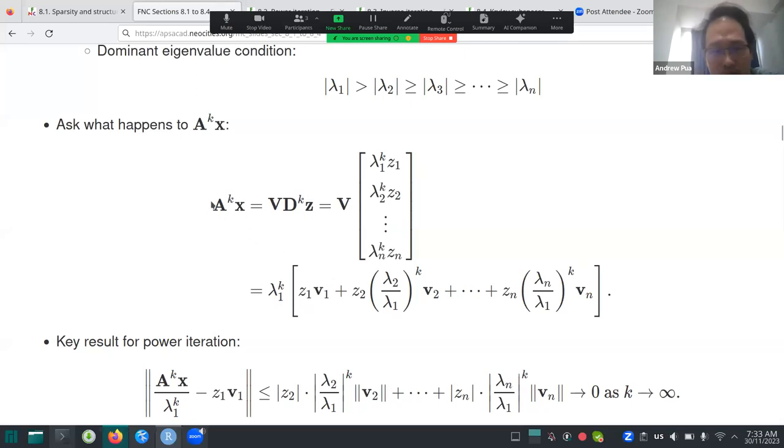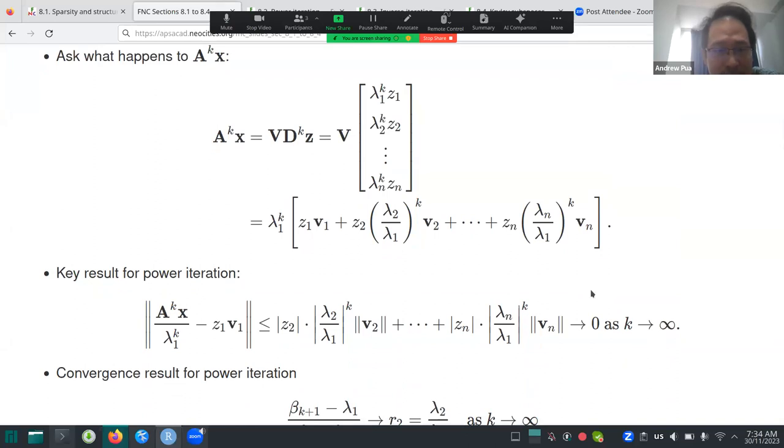In a much more formal way, A to the k could be written in terms of this V D V transpose form, and the powers of a matrix are related to V D to the k V. So this is really direct matrix algebra. And then if you do some work, you'll be able to write it as the dominant eigenvalue raised to the kth power times some linear combination of the eigenvectors V1 up to Vn.